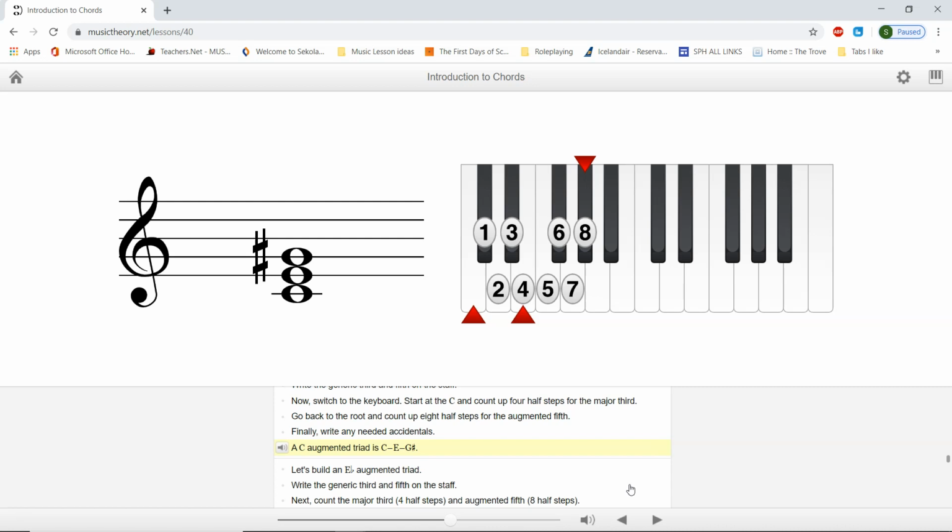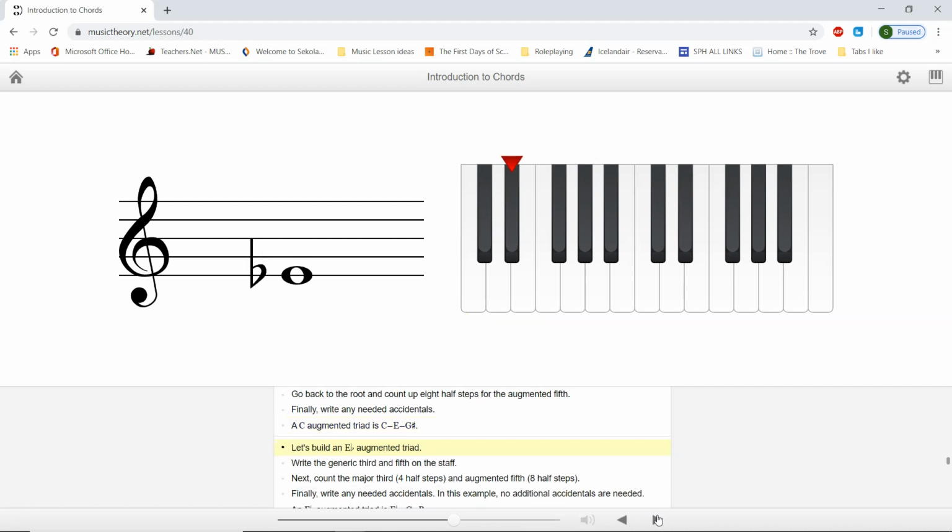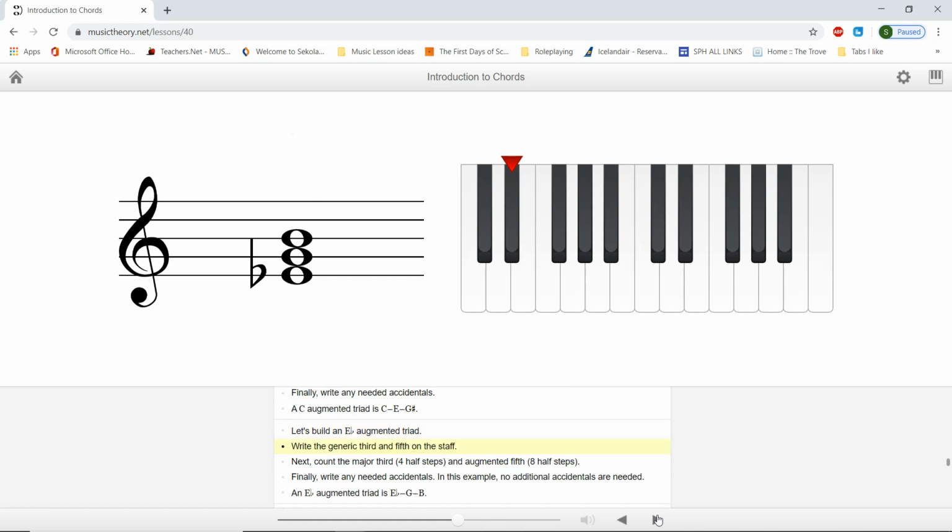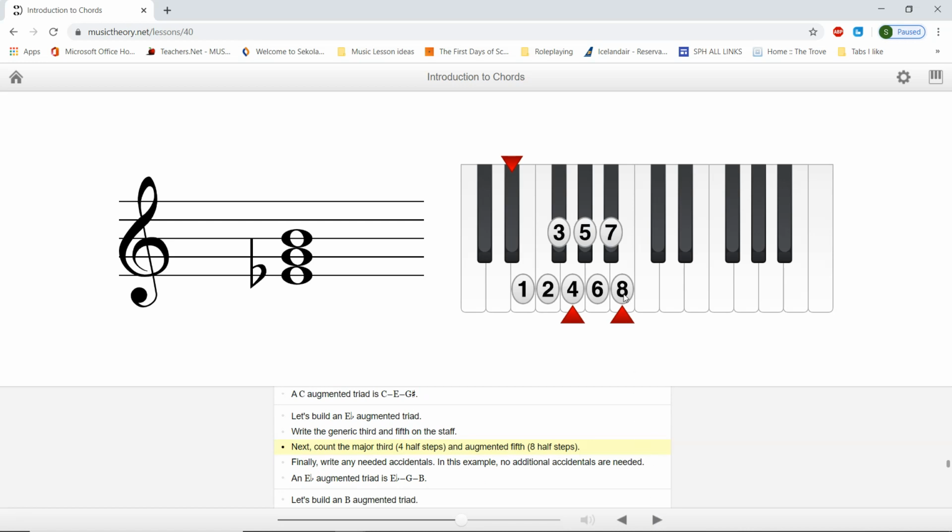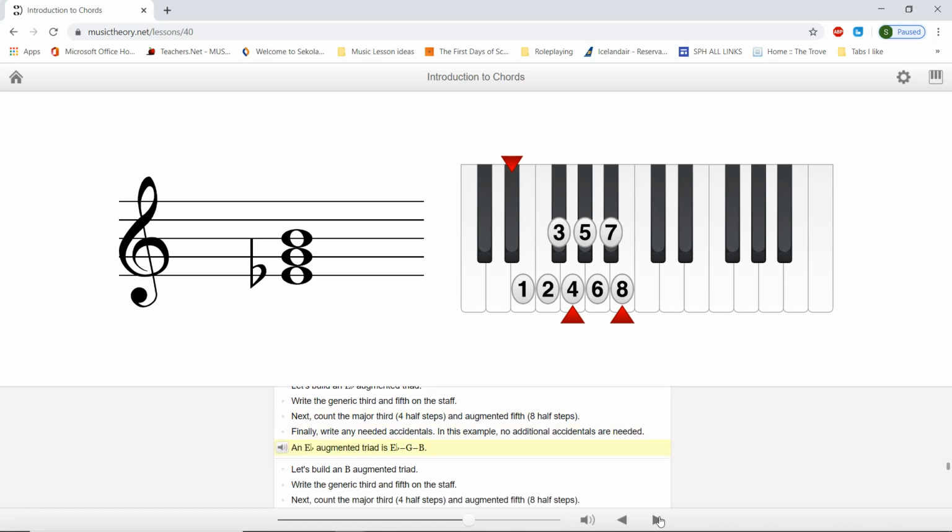Okay? We're going to go ahead and try an E flat Augmented Triad. Start on the E flat, add the third and fifth. We know the major third is a G. We're not changing that. However, we know with an Augmented Triad, the fifth is going to go out an additional half step, counting 8 half steps to E. We got E, F, G, A, B. So instead of a B flat, we're going to have a B natural.